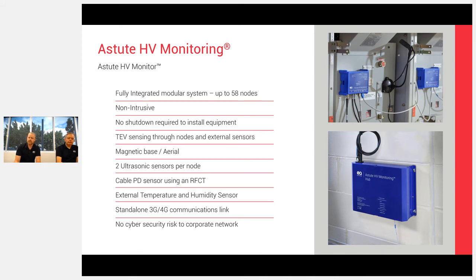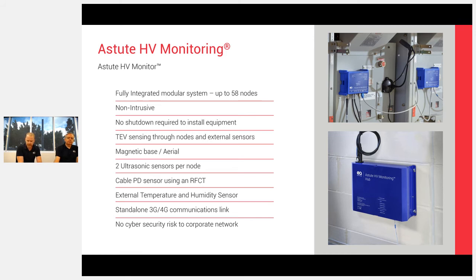So the sensors that are used within the equipment: we have TEV sensors inside those blue nodes that you can see on the right-hand side. We also have designated TEV aerials. And what we do with the aerials is we set them up around the room, usually on all four corners of your switchboard, to detect any external noise or external EMF waves that are coming through that look like TEV signals to the system. We also have ultrasonic sensors.